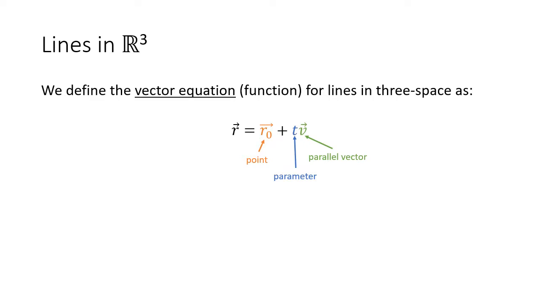So again, we define the vector equation or the vector function for lines in 3-space in this way. We have our initial point, our parameter, and that parallel vector telling us direction. And remember, the parallel vector is your direction, kind of like your slope was in 2 dimensions.